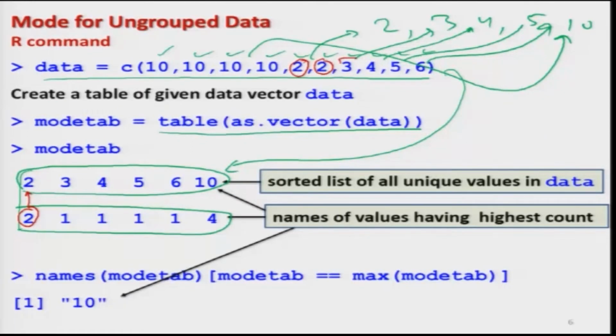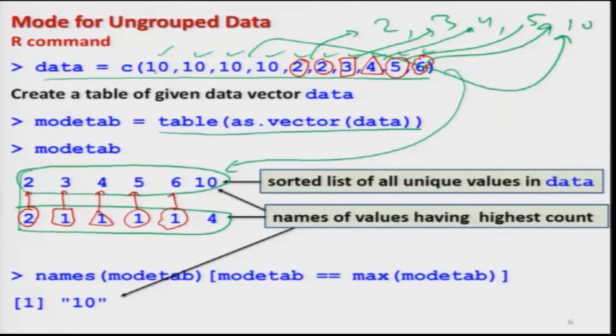3 is occurring here only 1 time. So this is 1. 4 is occurring here only 1 time. So this is 1. 5 is occurring here 1 time. So this is 1. And then 6 is occurring here 1 time, this is 1.